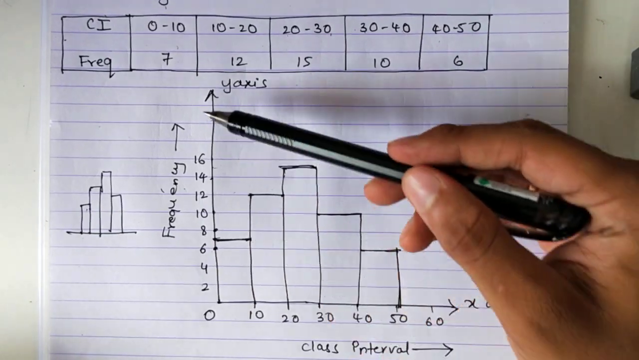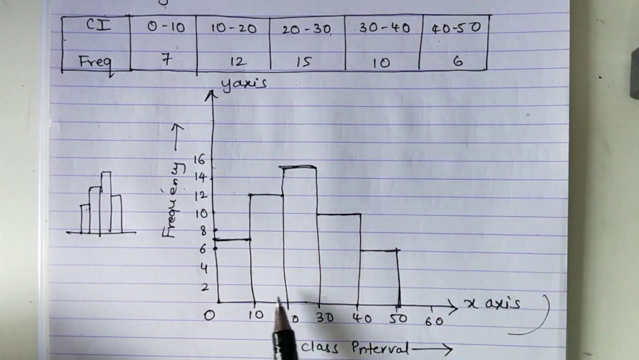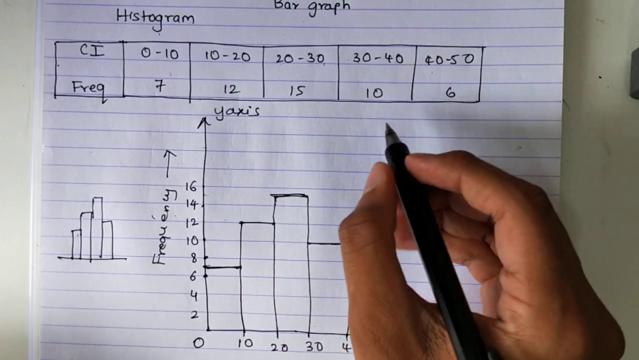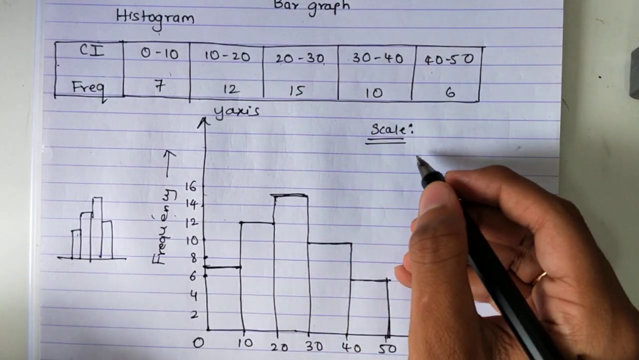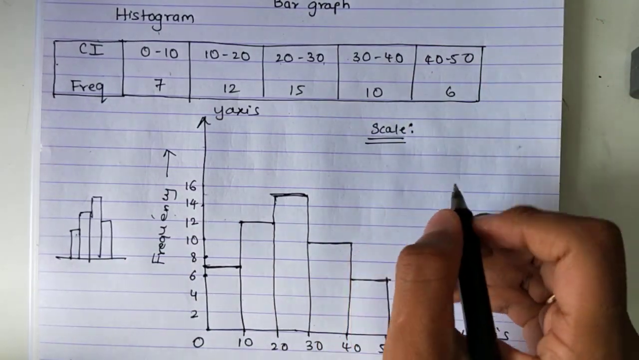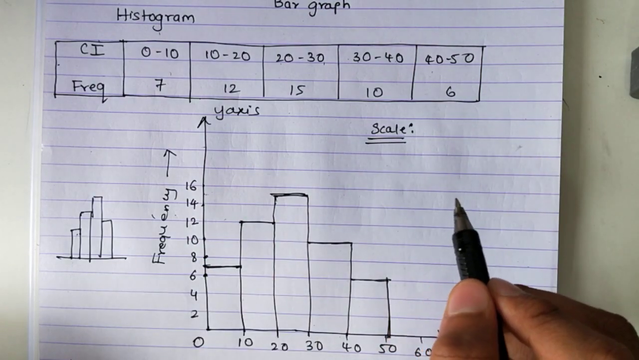First of all, you have to label the axis. This is the y-axis, label it as frequency. This is the x-axis, label it as class interval. Then we have to write the scale also. What is the scale of the graph? I'll show you the scale in the graph paper, but this part is important.